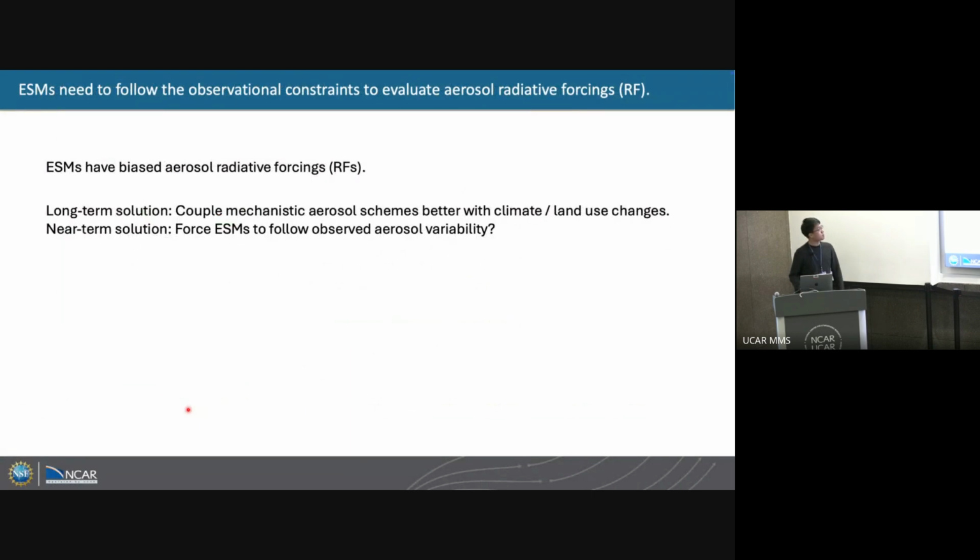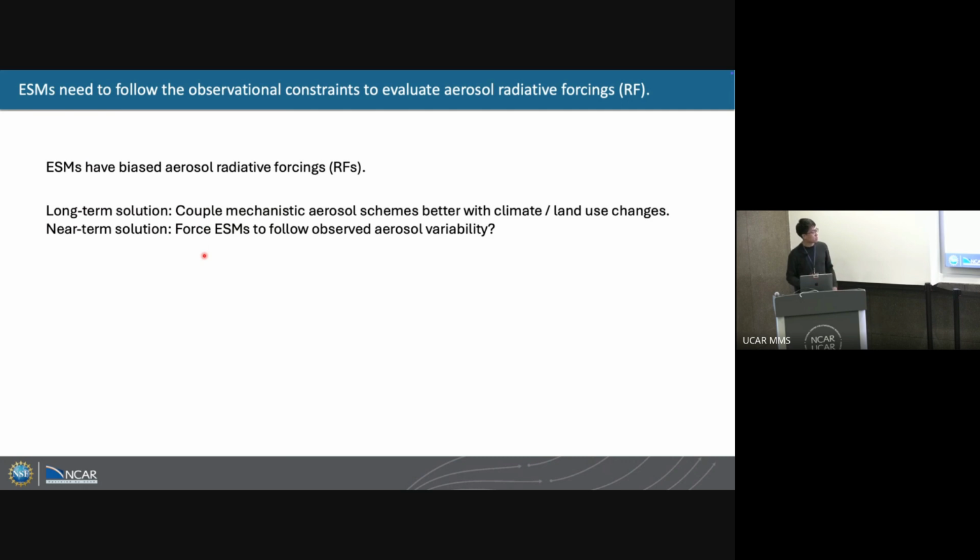So that's something that we want to fix. And so the thing is that, given that we have biased aerosol radiative forcings, we have different solutions. The long-term solution will be to fundamentally couple or improve mechanistic aerosol schemes better with climate change and land use change. But the near-term solution is that we want to fix it in those near-term climate assessments. So we need some quicker solutions.